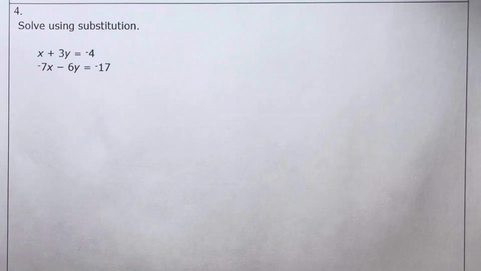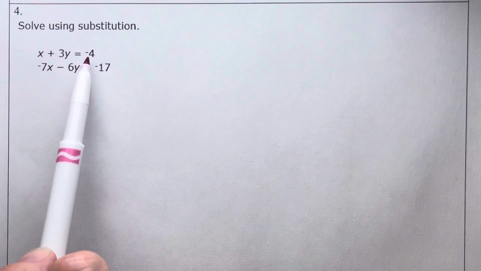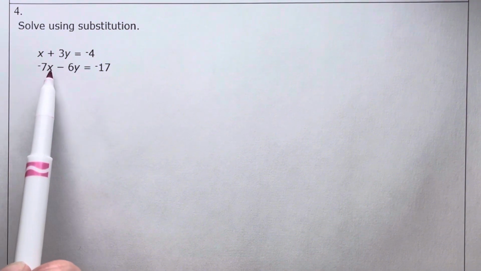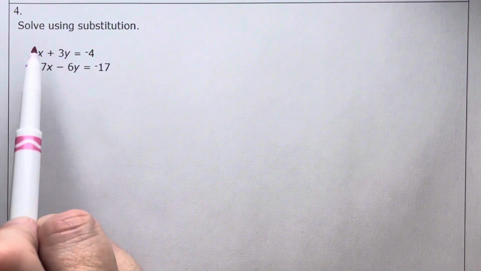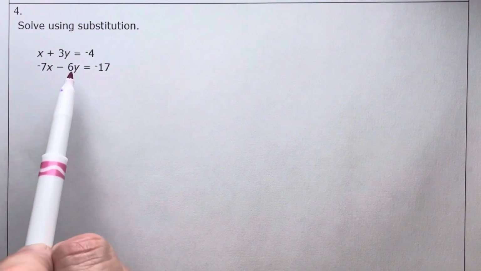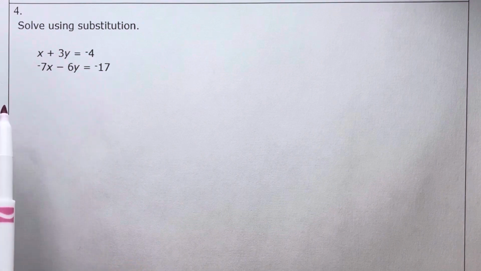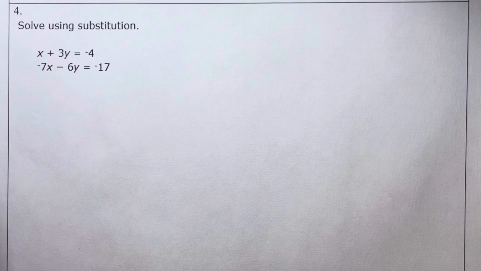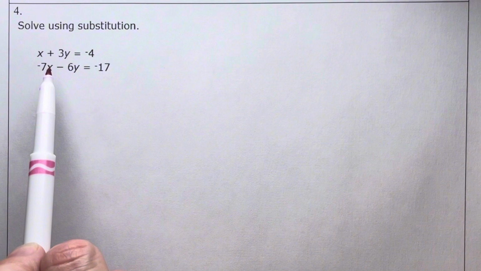Example 4. We're going to solve using substitution the system of x plus 3y equals -4 and -7x minus 6y equals -17. In the introduction, step 1, we said we need to determine which equation is solved for a variable, either x equals or y equals. We also said that if neither equation is solved for a variable, you've got to get one there. So let's start that process now. Neither of these equations are solved for either x or y.